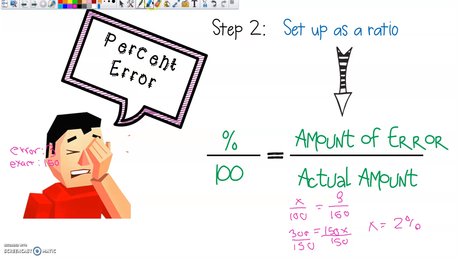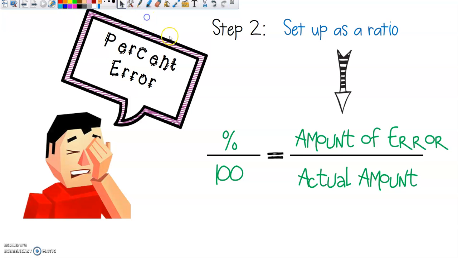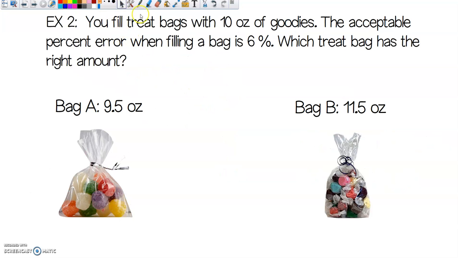Okay, let's keep going. I have another example to try. So this one's a bit different. So here we're filling treat bags with 10 ounces of goodies. So that is the exact amount that I would like to have in each bag. The acceptable percent error when filling the bags is 6%. Which treat bag has the right amount? So remember that we were going to go ahead and take our actual and subtract my exact, or vice versa.